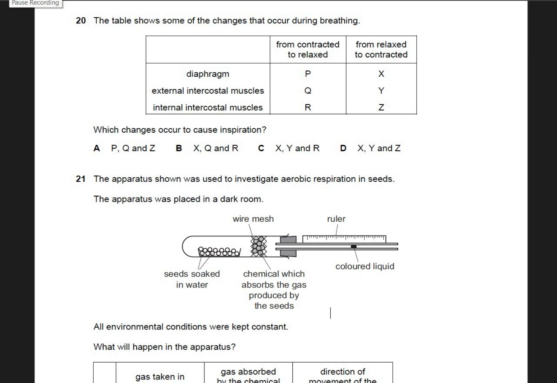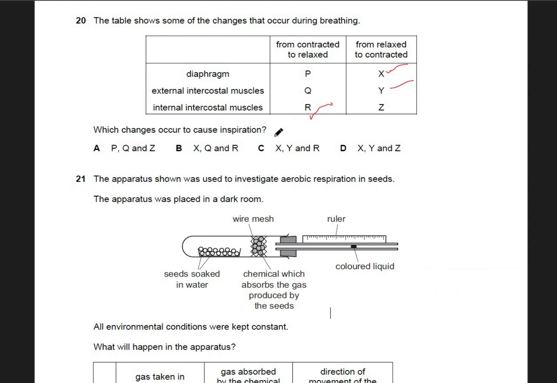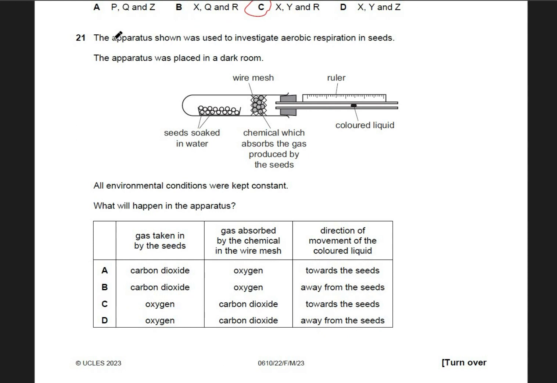Based on these findings, the answer would be C, which is X, Y, and R. X is showing the diaphragm going from relaxed to contracted state during inspiration. Y is showing the external intercostal muscles going from relaxed to contracted state as well during inspiration. Whereas the internal intercostal muscles become relaxed from the contracted state during inspiration. So this is making X, Y, and R. That is option C. Moving toward question number 21.